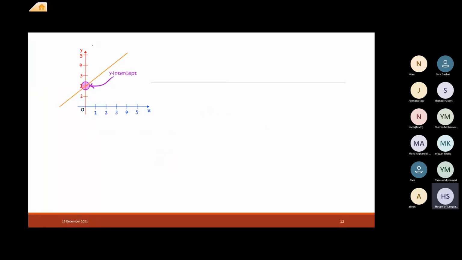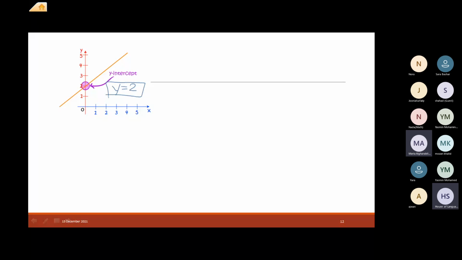Now let's see this example. This one here. Okay, look at this line. Does this line intersect the X-axis or the Y-axis? The Y-axis. Where is it? What is the Y coordinate? 2. Bravo. So I will say at Y equals 2 is the Y intercept. The point where it cuts the axis.